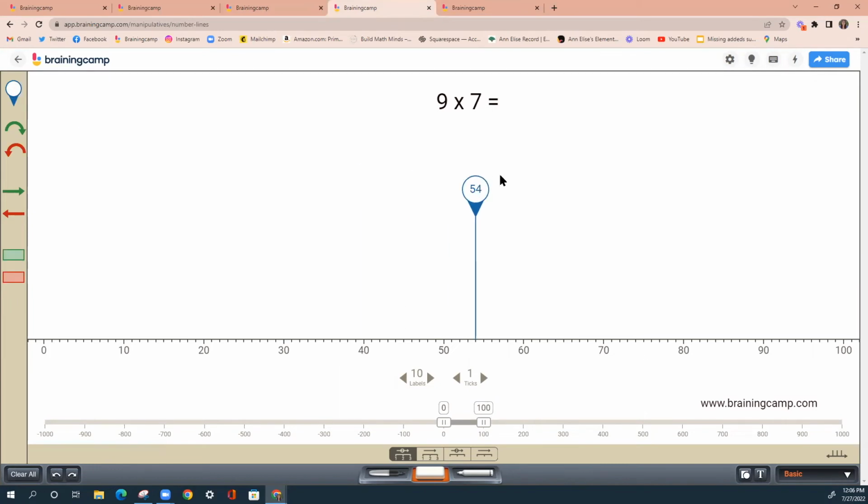I can think about, well, 10 groups of 7 would be 70. So 9 groups of 7 is 7 less than that, and I can move one of my arrows over and adjust it to be the 7. And I can see that I land on 63. Again, we're also noticing this pattern that 7 plus 3 makes a 10. So I'm landing on a number whose ones place value combines to make 10. So 9 groups of 7 is 63.